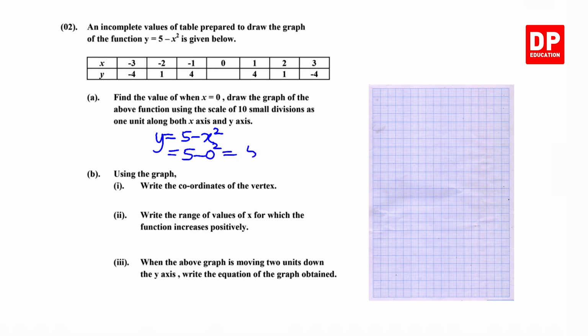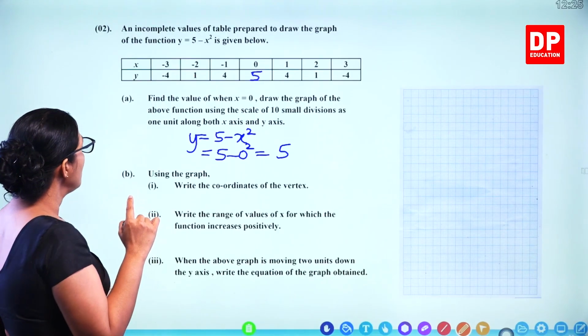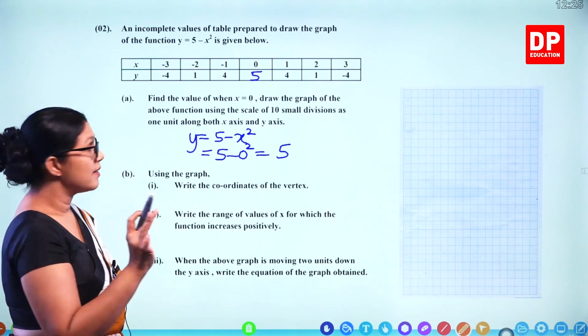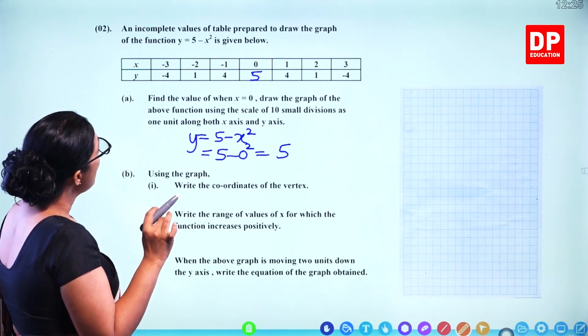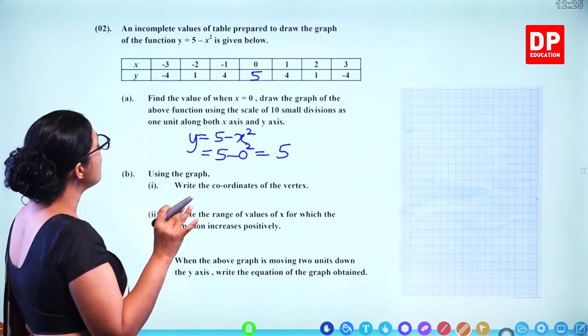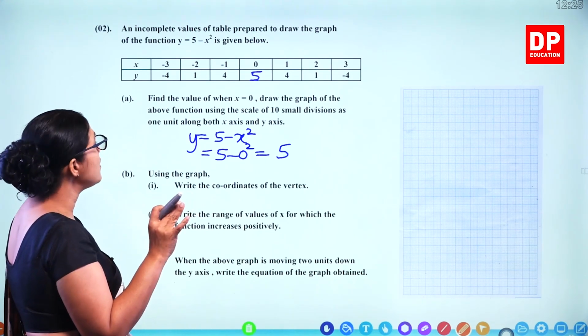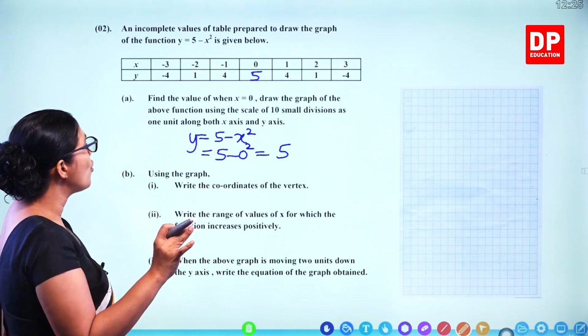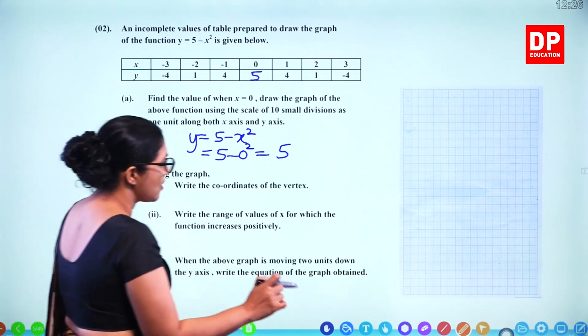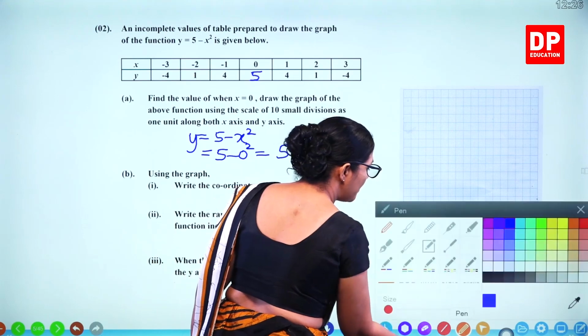You get 5. So that means this value is 5. Using the graph, you have to answer the questions. What's the scale? Find the value of when x equals 0. Draw the graph of the above function using the scale of 10 small divisions as 1 unit along both x and y axis. So starting with minus 3.